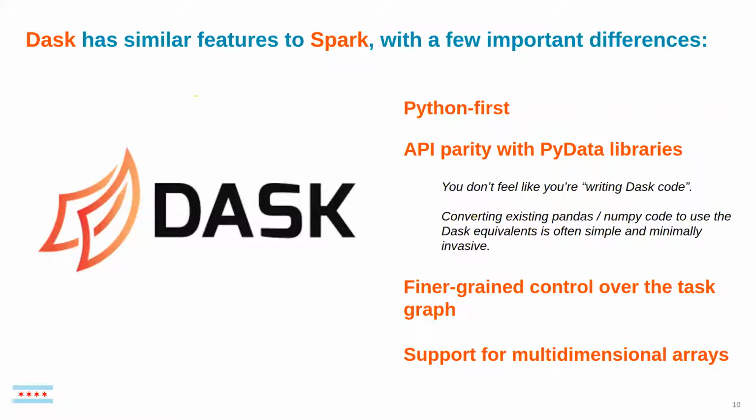And then finally, Dask has first-class support for multi-dimensional arrays. In Spark, for a long time, there has not been support for multi-dimensional arrays. I wrote this slide about 3 months ago. I haven't checked in on Spark to see if that's there, but at least as of 3 months ago, I did not see any support for multi-dimensional arrays in Spark.